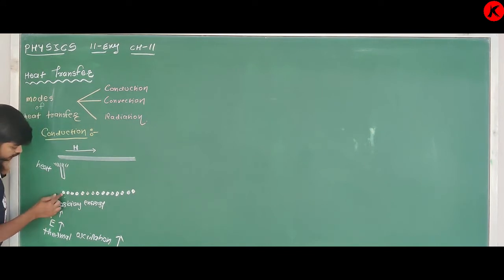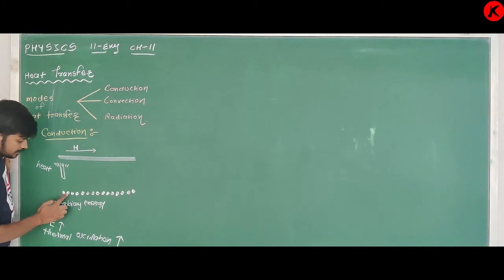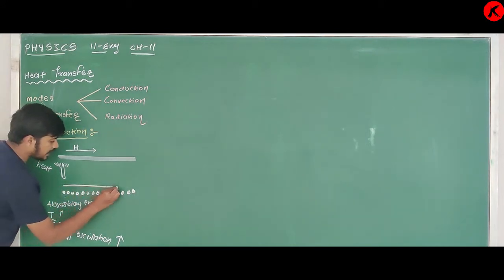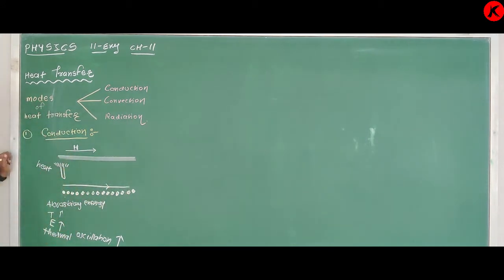Because if its thermal oscillations increase, it disturbs the second particle, meaning the energy is transferred to the second particle. Now again, the second particle's temperature increases, its thermal energy increases, so it will disturb its next particle, and the next, and the next. In such a manner, the heat flows from one end towards the other end.